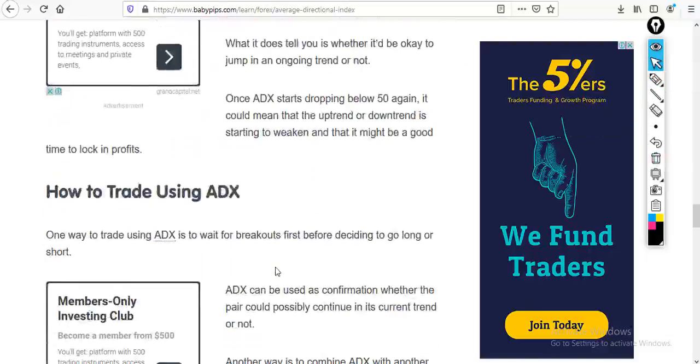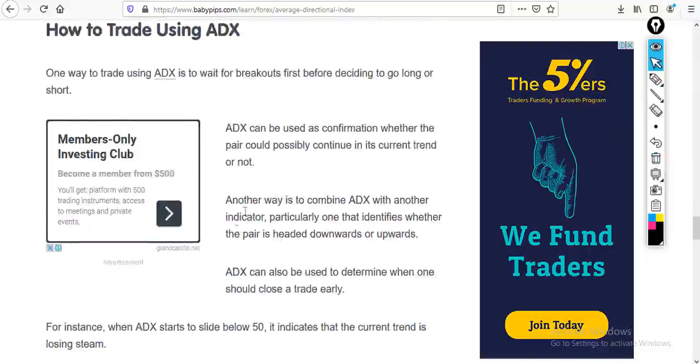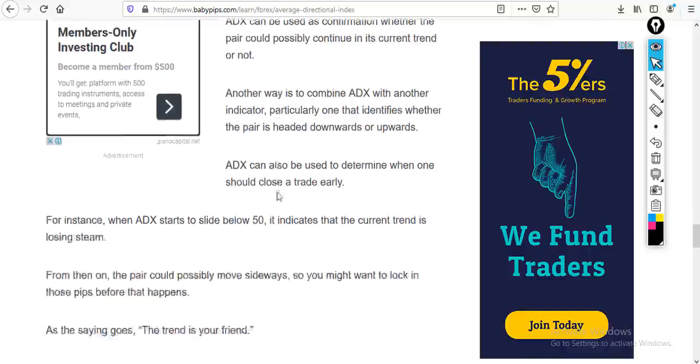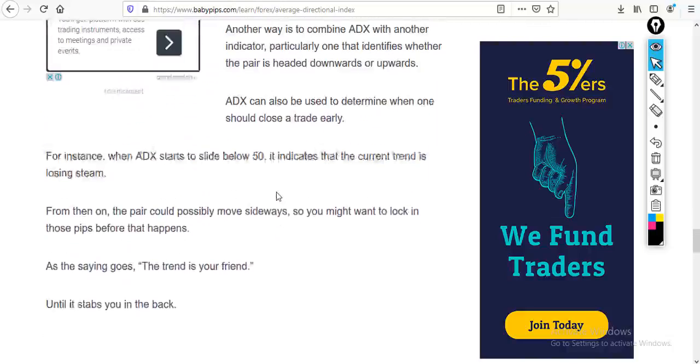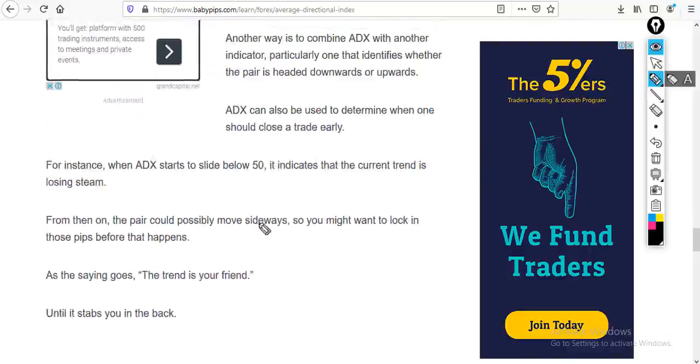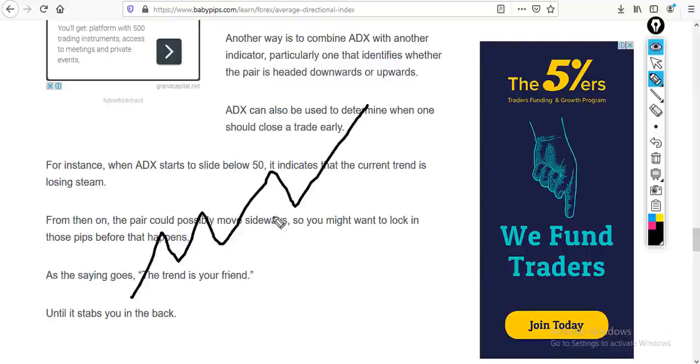How to trade using the ADX. Just know if you see below 20, the pair is ranging, it's directionless, and you don't want to trade by then. However, when it starts rising above 50, just know the trend is very strong. We are told 40 is a very strong trend, and above 40 to 50 is an extremely strong trend.